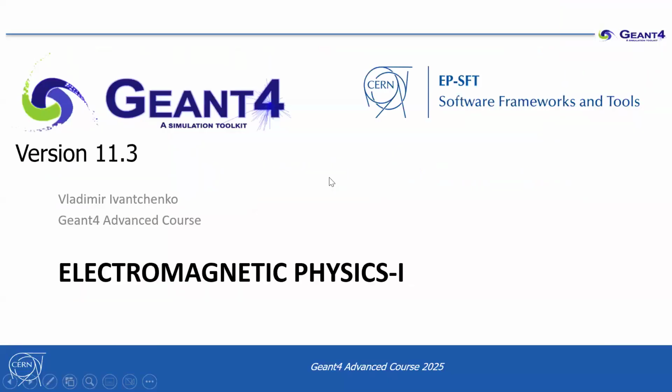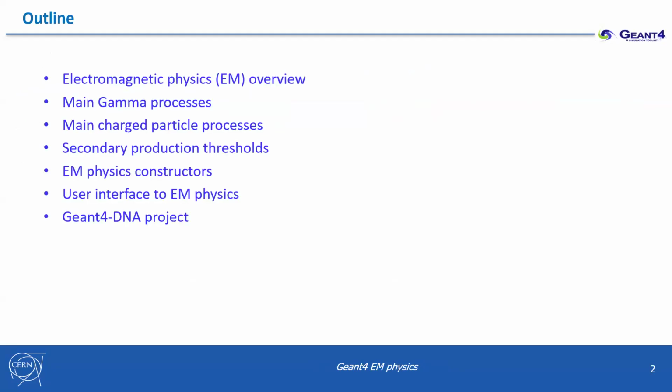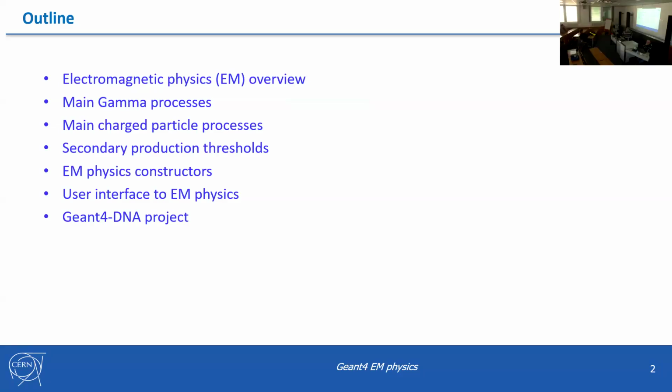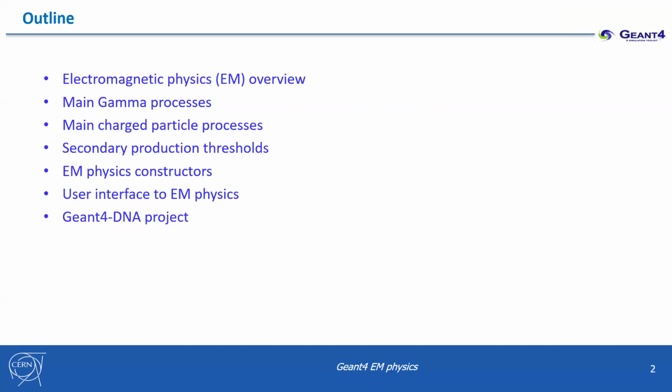Okay, today's subject is electromagnetic physics. Let's pass through various items. It is overview, gamma processes, charged particle processes, secondary production thresholds, physics constructors, and some user interfaces.